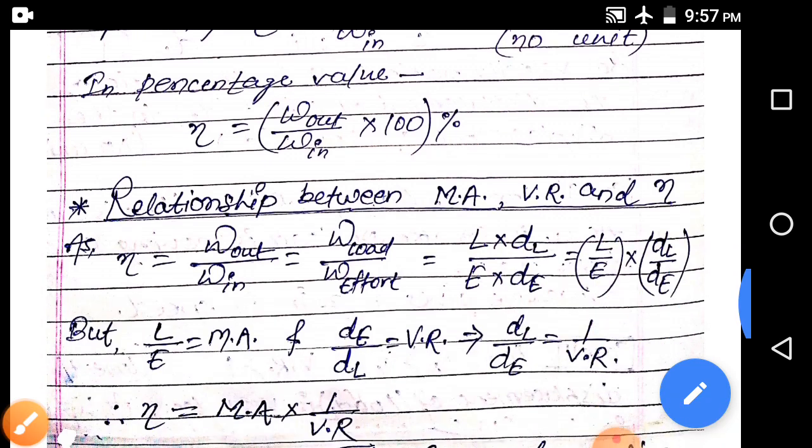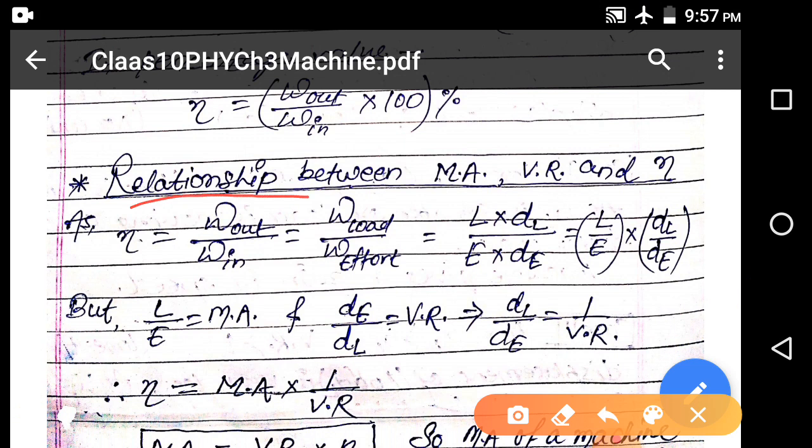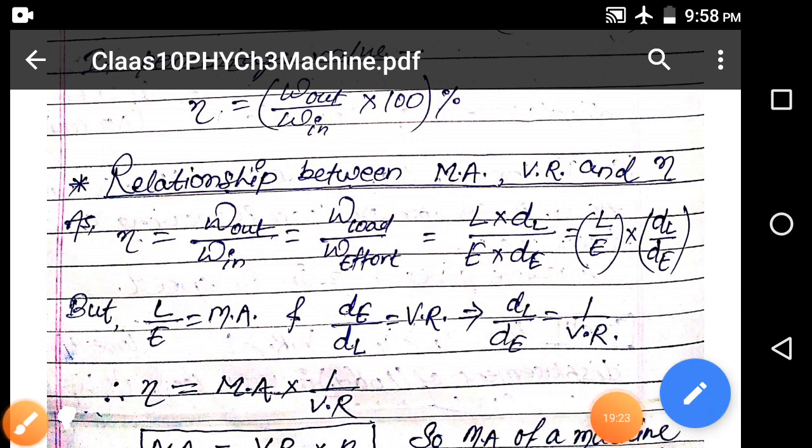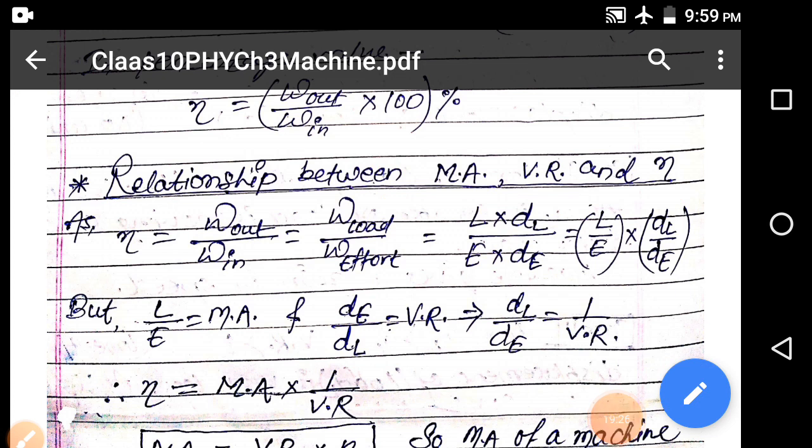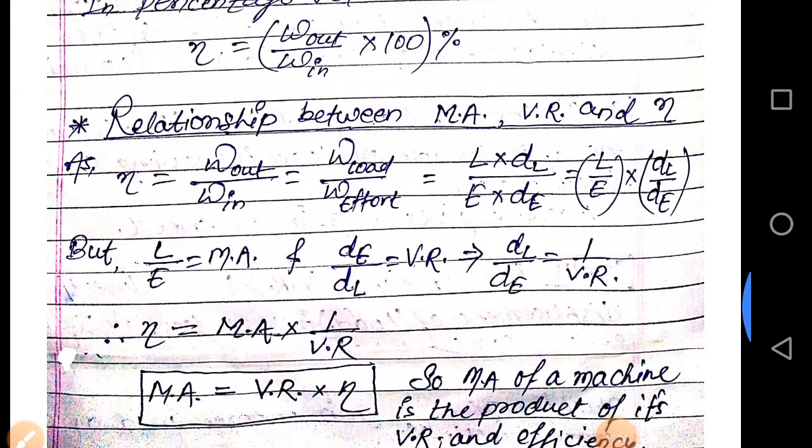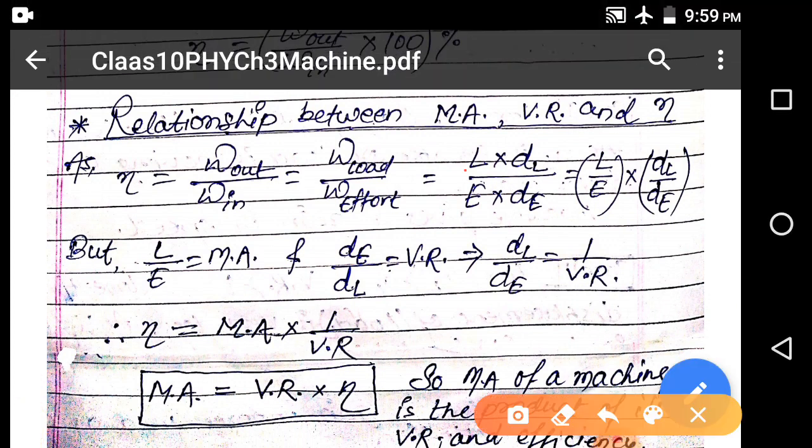Now the next point, relationship between mechanical advantage, velocity ratio and eta. See, we have the formula eta equal to work output by work input. Work output means work done by the machine on the load, and work input means work done on the effort. So for the work done on the load, it is L into dl, and for work done on the effort, it is E into dE. So finally we got the value L by E into dl by dE.